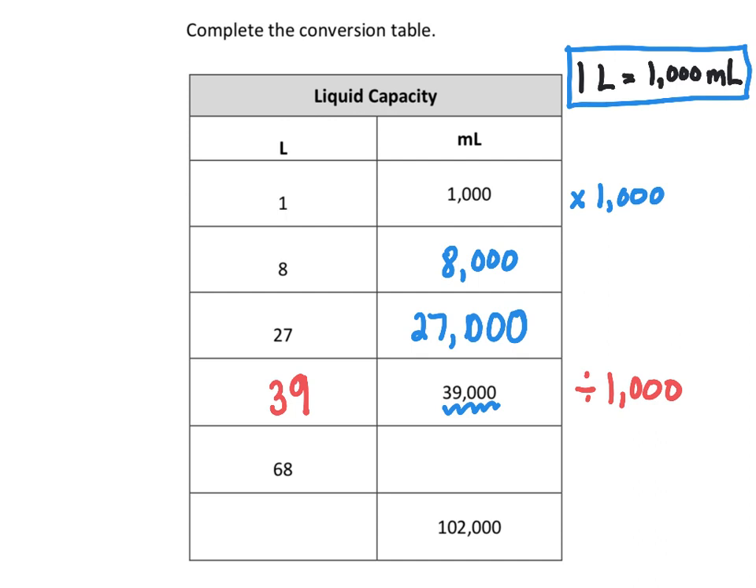All right, now we have 68 liters. How much do we have in milliliters? Well, we have 68,000 because we're multiplying in that direction. The last one is 102,000 milliliters. All right, so we're going from that smaller unit to a larger unit. So we're going to the left. And in that case, again, we're going to be dividing by 1,000 because we're going back to liters. And that means we have 102 liters.